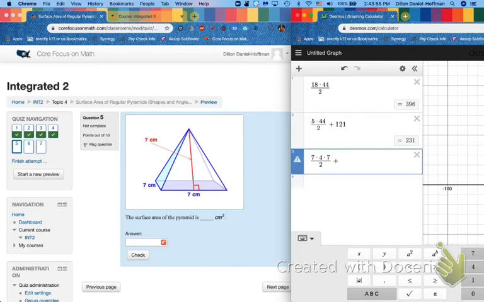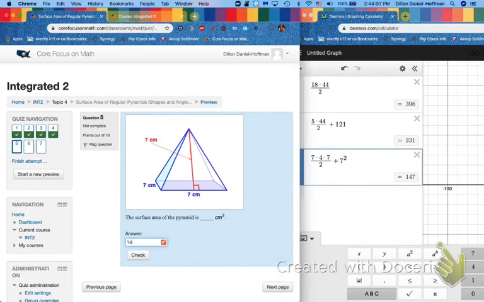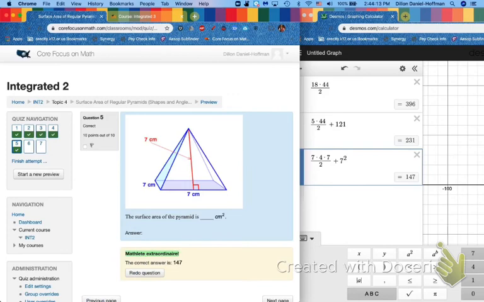Plus, we need to do the area of the base. 7 times 7, or I can put 7, number of the squared buttons right down here, 7 squared. And I get 147. Once you get this problem, you're going to feel good about the next one because we have a couple that are the same.